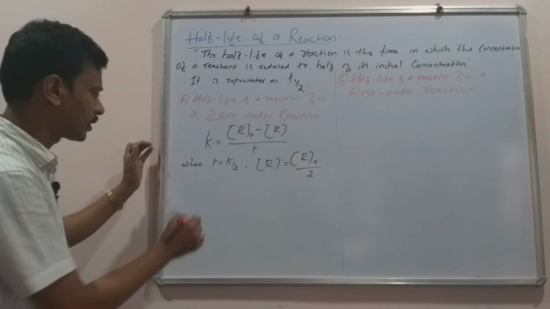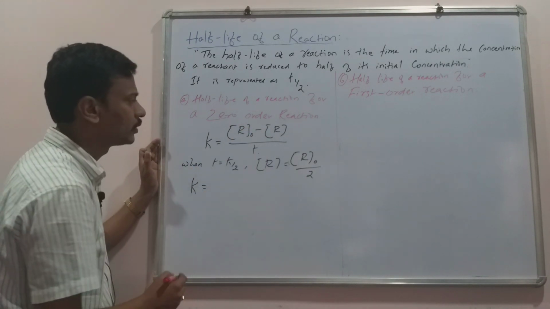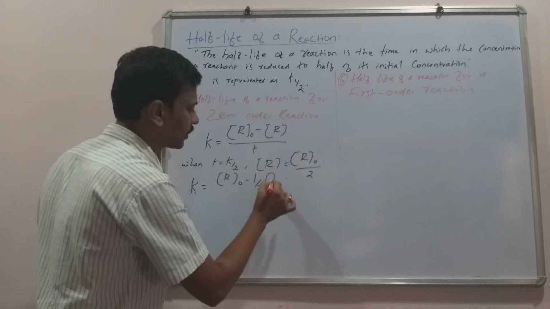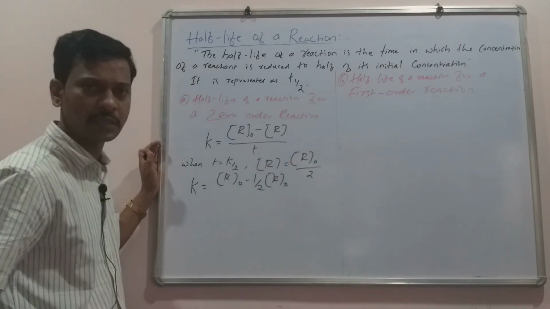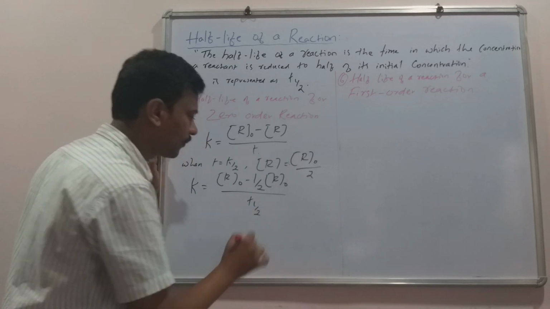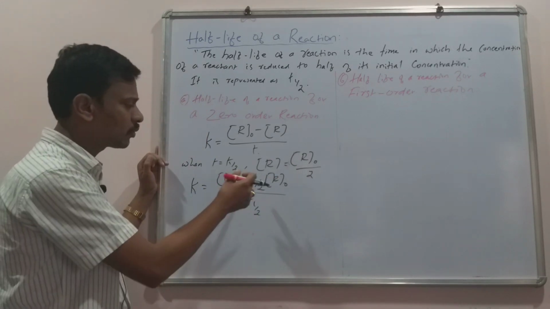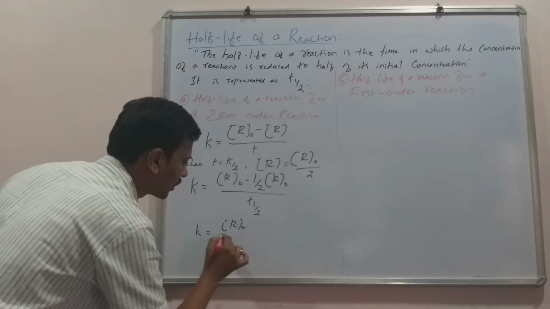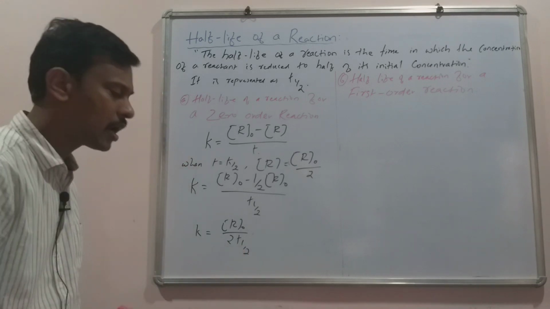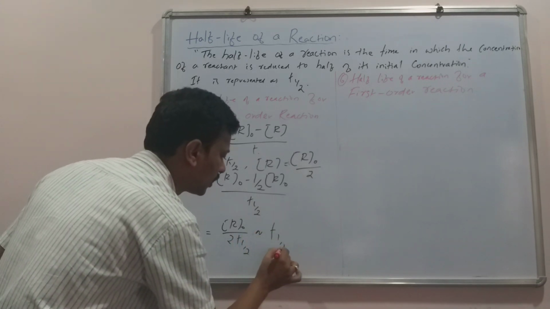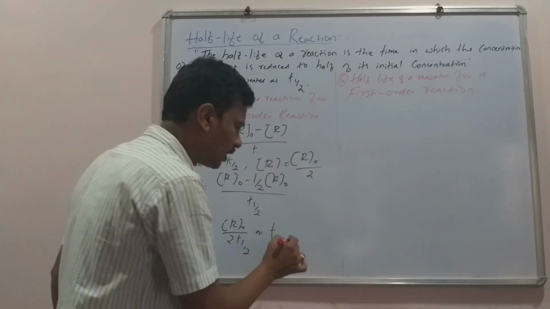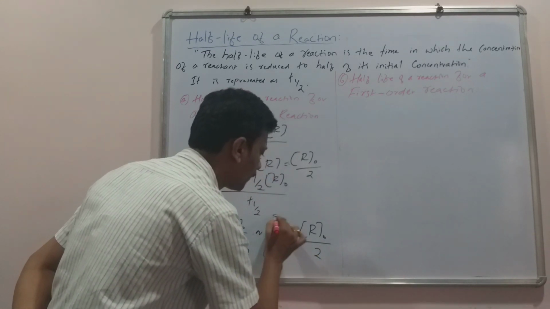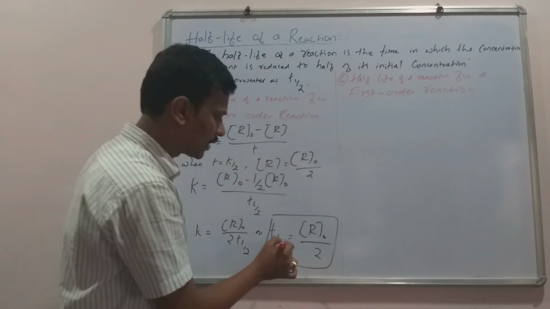Substitute these values in the above equation, then what happens? k is equal to concentration of R naught minus 1 by 2 concentration of R naught, because R is equal to R naught upon 2, divided by t half. That means 1 minus 1 by 2 is again 1 by 2. Therefore k is equal to concentration of R naught divided by 2 t half, or that is the final equation: t half for the zero order reaction is equal to concentration of R naught divided by 2k. This is what we call t half of the zero order reaction.